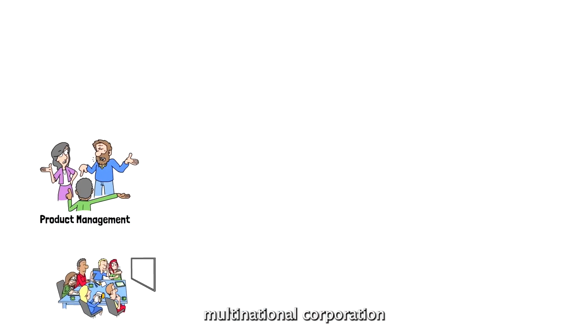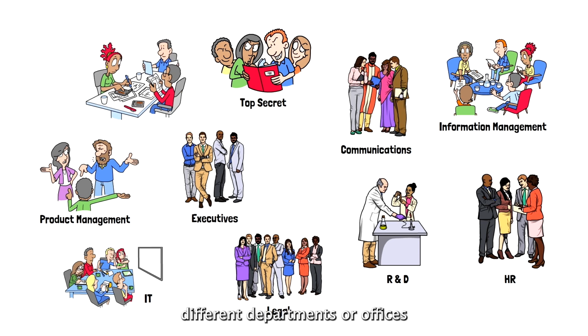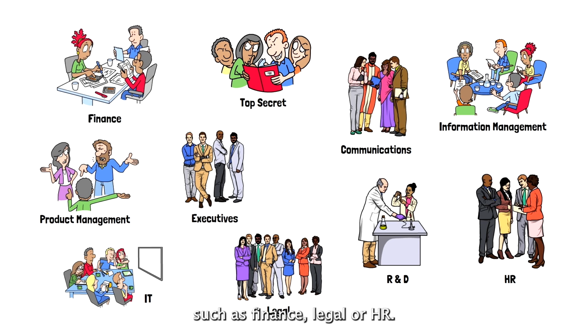Even if it's not a multinational corporation, an organization would have different departments or offices, such as finance, legal, or HR. While some departments need to share information, releasing top secret or R&D information could jeopardize the business. The legal department and corporate executives must also guard the information, as leaks can permanently hurt the company's reputation.